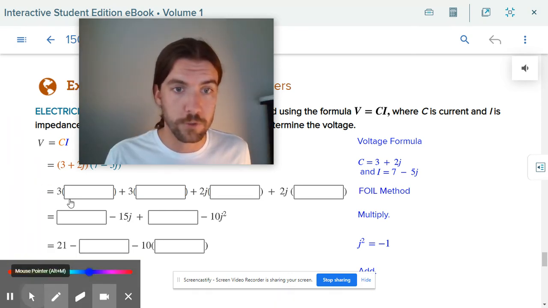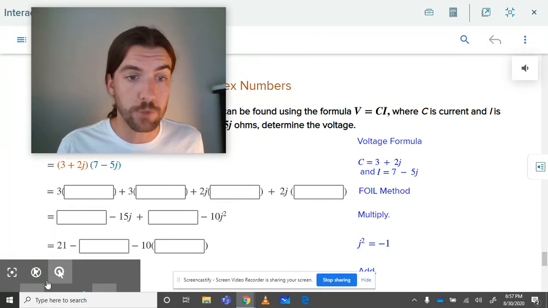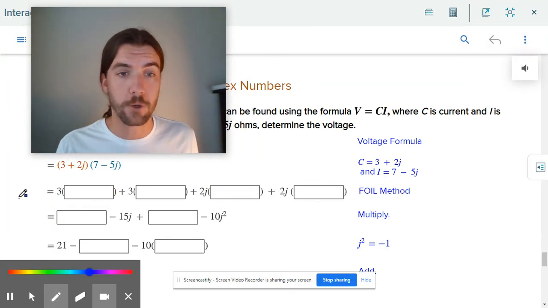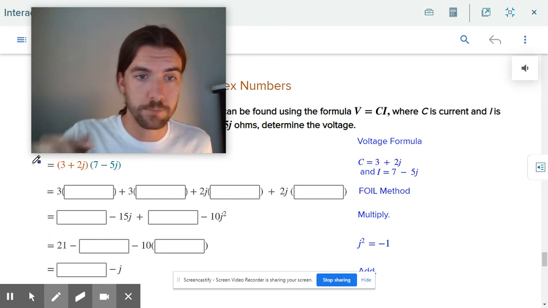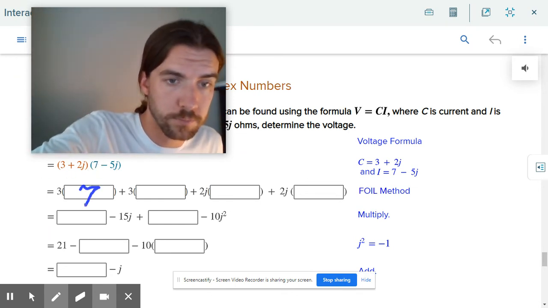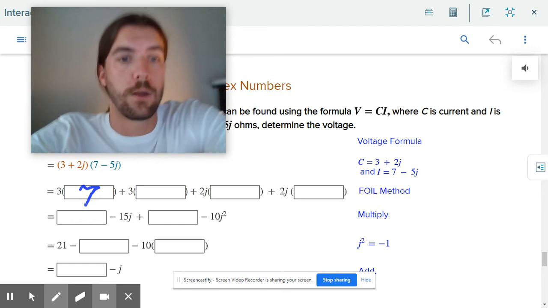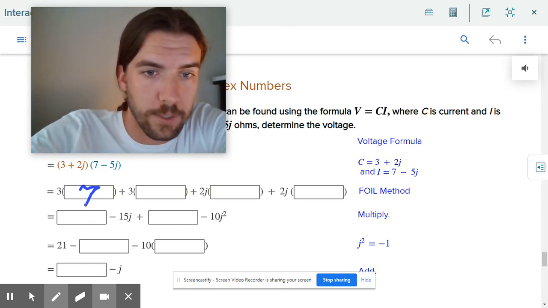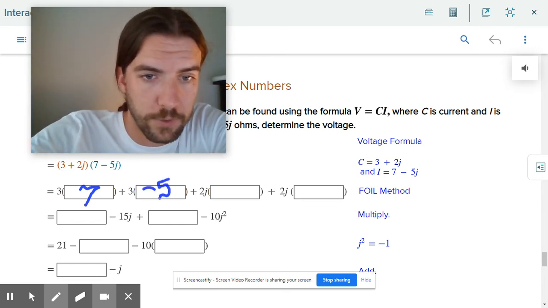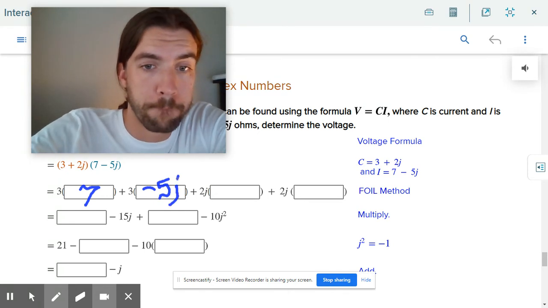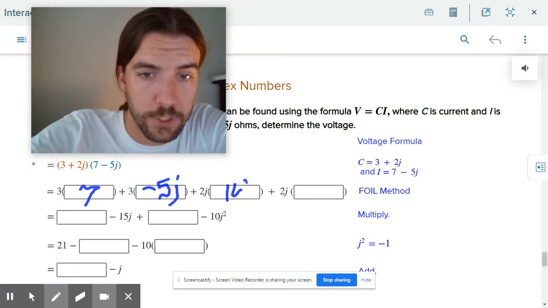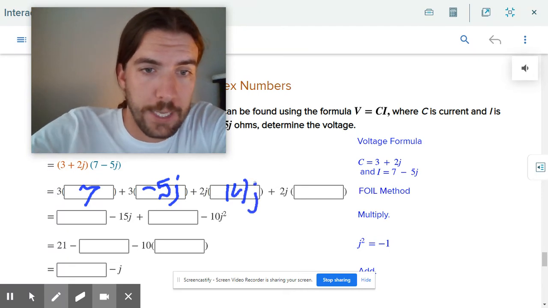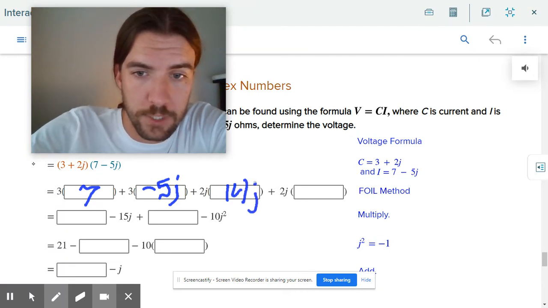So they're going to use the FOIL method. Now, I'm sure lots of you are comfortable with the FOIL method, doing first, outer, inner, last. So the first would be 3 times 7. The outer would be 3 times negative 5j. The inner would be 2j times 7, which is that 14j. And the last would be 2j times negative 5j.